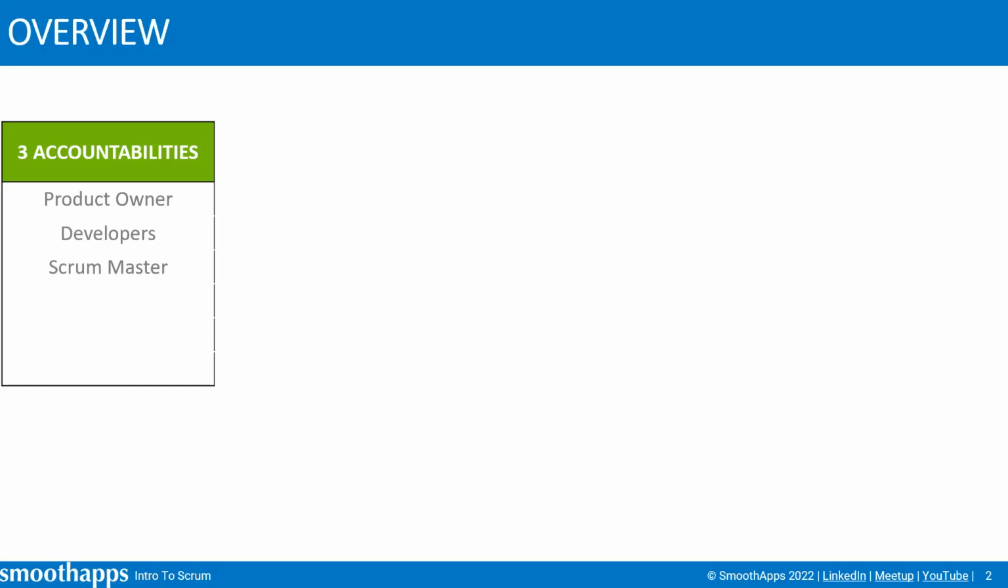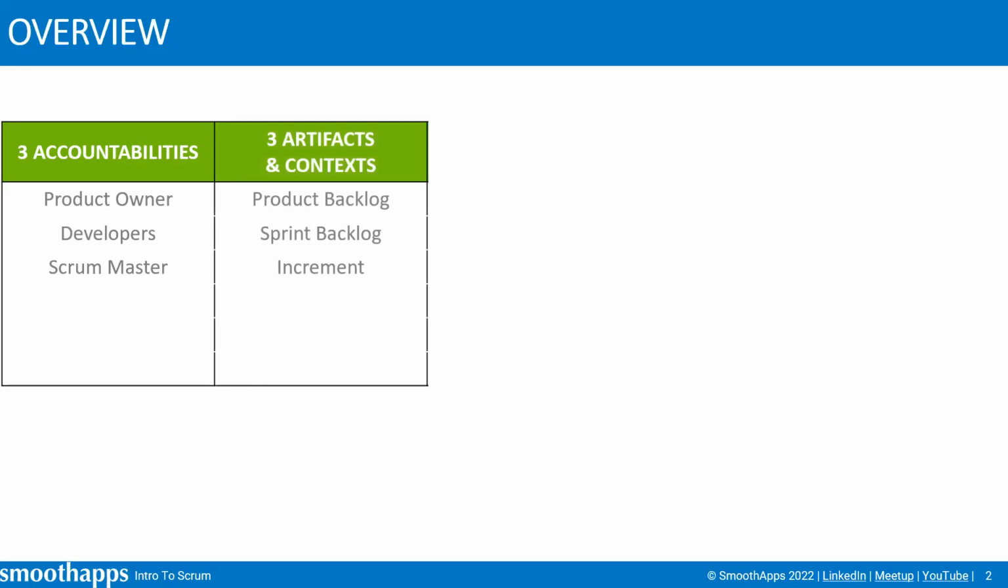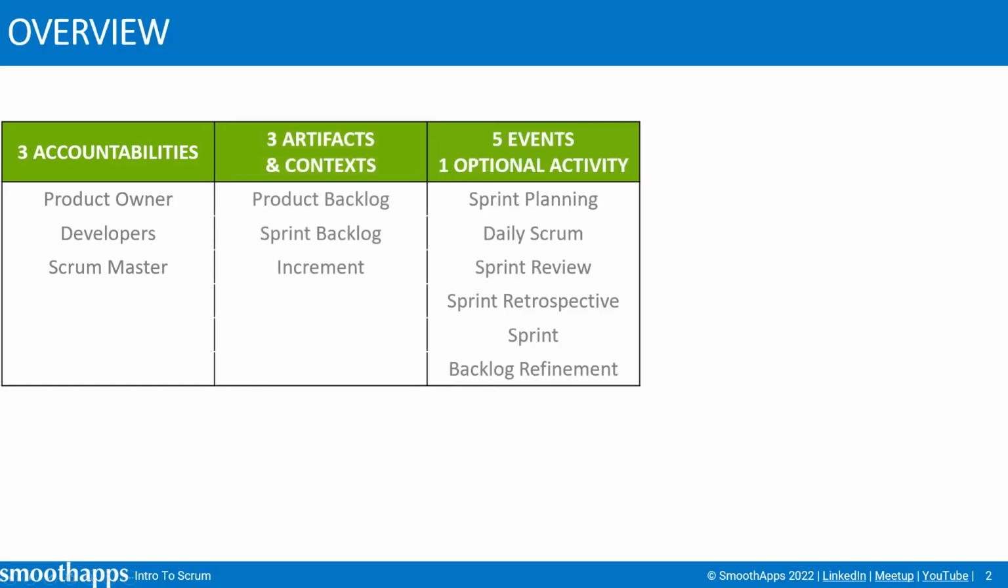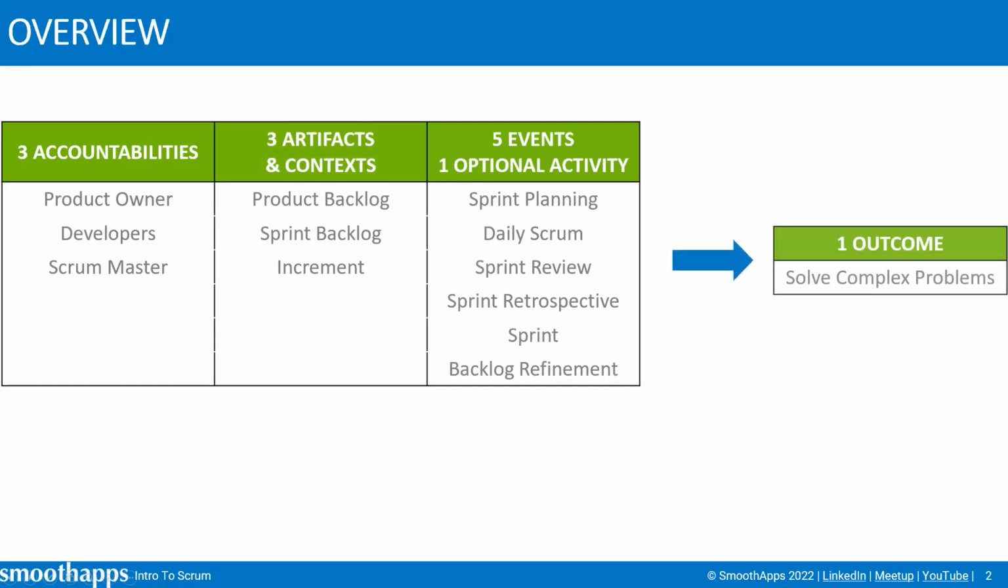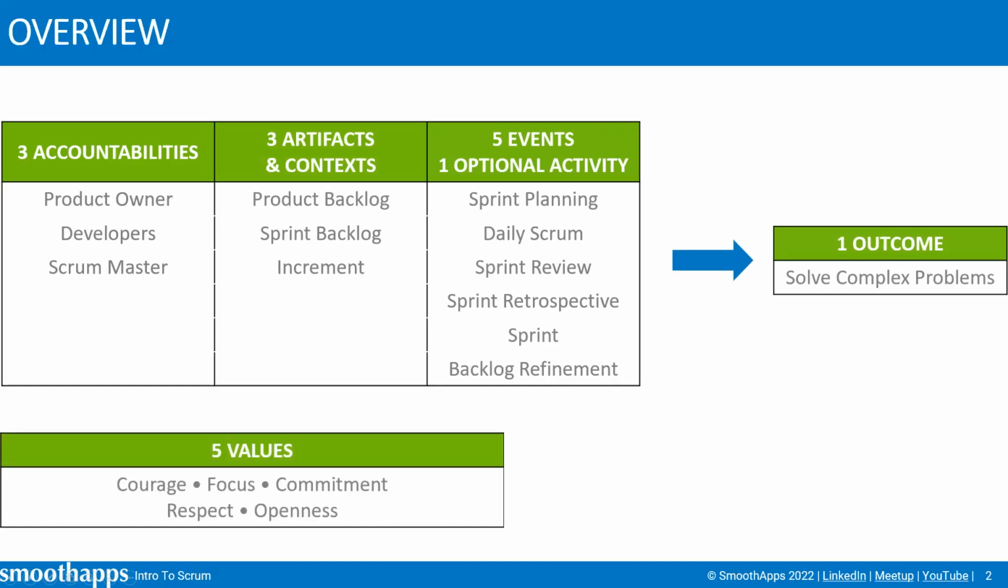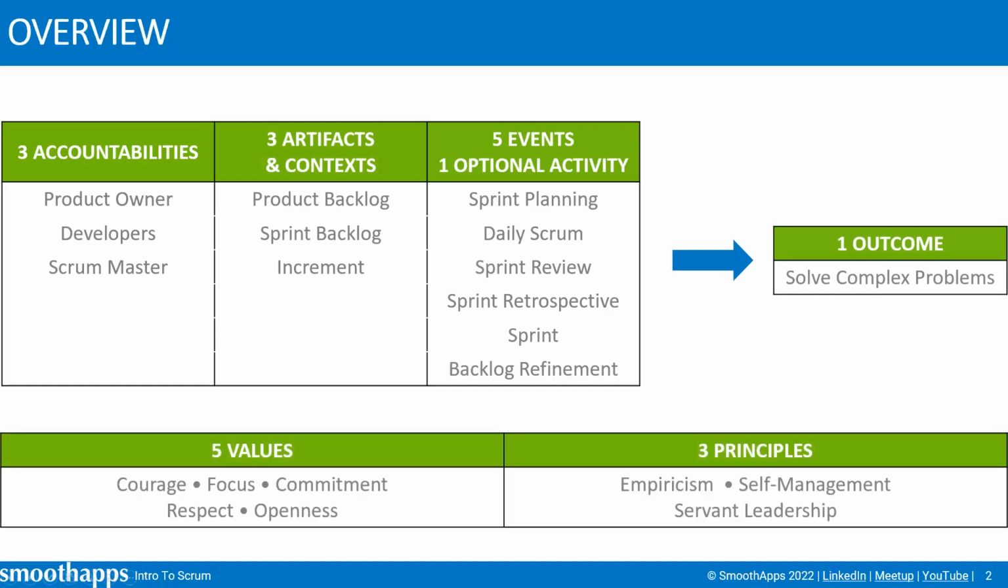In this intro, we will cover the 3 accountabilities of Scrum, the 3 artifacts and their overarching contexts, 5 events, 1 optional activity, all in pursuit of one goal: help people solve complex problems in a way that honors 5 values and stays true to 3 guiding principles.